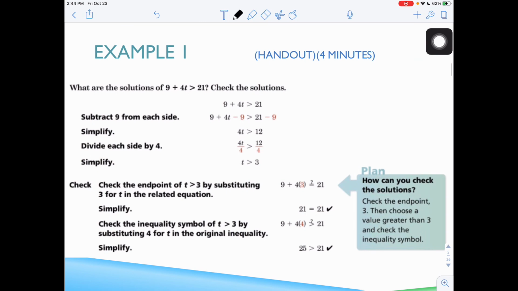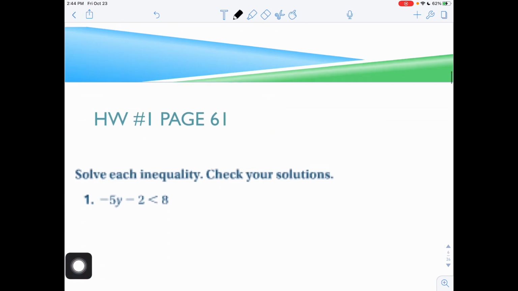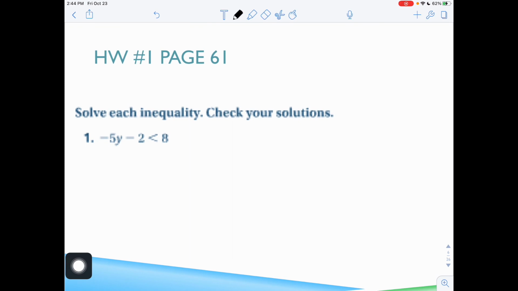This next slide has all that work written out with explanations added in. And now I would like you to solve the following inequality and check your solution. So we have negative 5y minus 2 is less than 8.